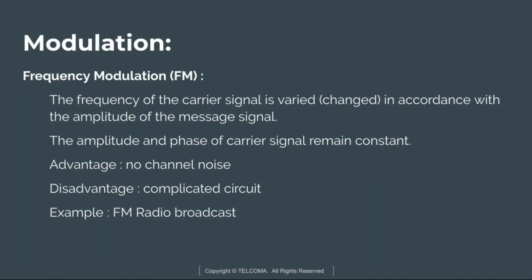Next is frequency modulation. Here the frequency of the carrier signal is varied in accordance with the amplitude of the message signal. The amplitude and the phase of the carrier signal remain constant. The advantage of this process is low channel noise, and the disadvantage is that it is a complicated process. An example of this is FM radio broadcast.